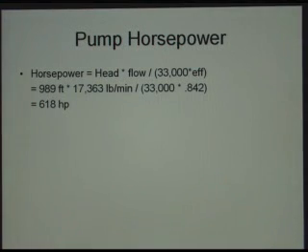Horsepower. Horsepower is head times the mass flow divided by 33,000 times the efficiency. So using the head that we just calculated, and a flow of 17,363 pounds per minute, and an efficiency of 84.2%, which is not unreasonable for a decent centrifugal pump, we come up with 618 horsepower. So that's a pretty good-sized pump.